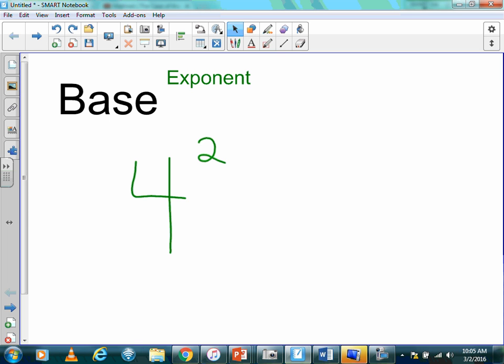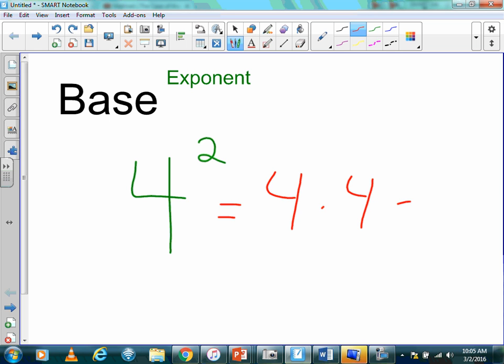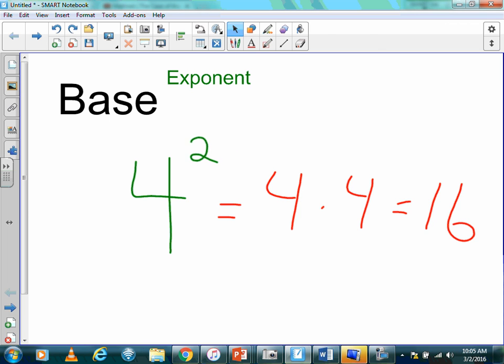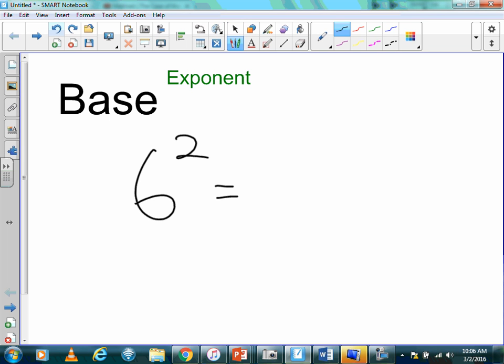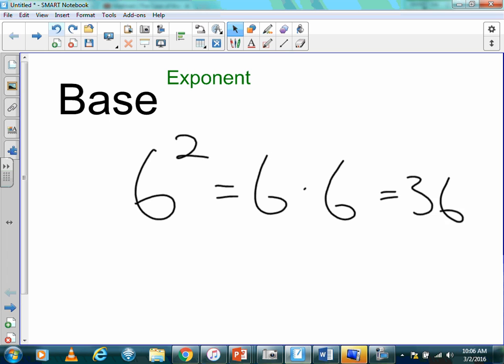4 squared. So that really meant, a blast from the past, 4 times 4, which we all know is 16. Now think about that for a second. That's also called squared, okay? So if we do another one real quick, let's do 6 squared. That would be 6 times 6, which is? 36. Very good. So basically, 6 times 6 is 36, and that means 6 squared.